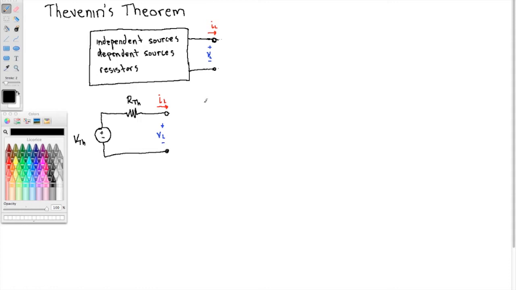So right away we see that to get V Thevenin, we're going to find the open circuit voltage. Okay, so if there is something connected to the output of the circuit, we're going to remove it, thus making an open circuit. And we're going to find the voltage at the output terminals. Okay, call that open circuit voltage VOC.